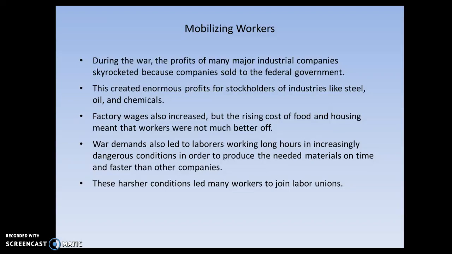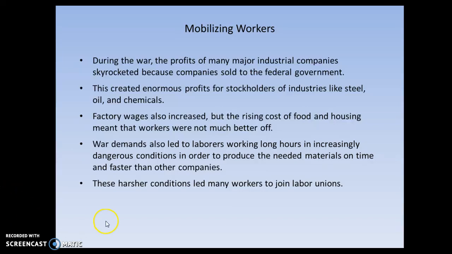War demands also led to laborers working long hours in increasingly dangerous conditions in order to produce the needed materials on time and faster than other companies. So these companies are competing with one another to get these really good deals from the government. So they want to be the ones to sell their goods to the government. So they're putting it on their workers to make sure that they're able to produce.